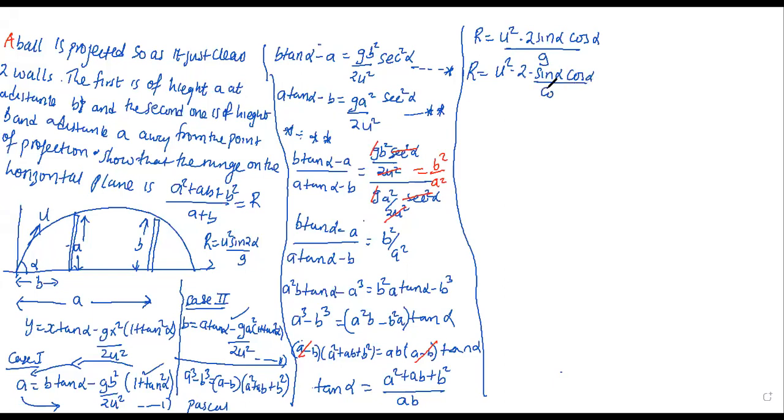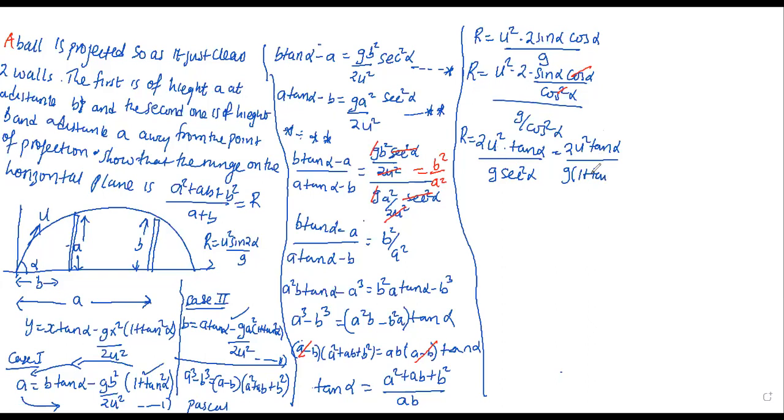So divide everything by cos squared alpha, over g over cos squared alpha, so that this cos up can be lost. We remain with one cos. When you lose that cos up, what is going to happen? We shall have r is equal to 2u squared times tan alpha over g sec squared alpha. Do you see that this is the same as 2u squared tan alpha over g into 1 plus tan squared alpha?